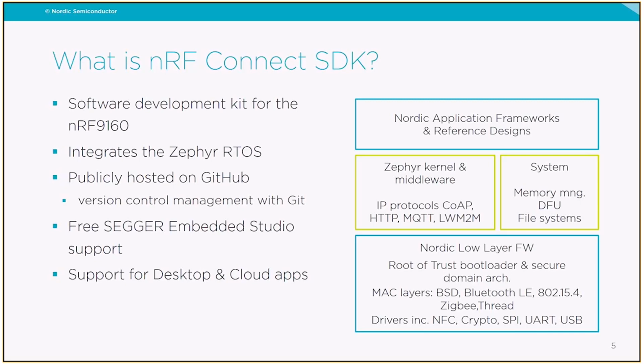YouTube account. And on the bottom there, you can see the Nordic low-layer firmware, including root of trust bootloader, the secure domain architecture with secure and non-secure regions of flash. You have the MAC layers, so BSD, which I'll discuss a bit later. And we do also have support for Bluetooth Low Energy, 802.15.4, Zigbee, Thread. Drivers, we include NFC, crypto, SPI, UART, USB, etc.